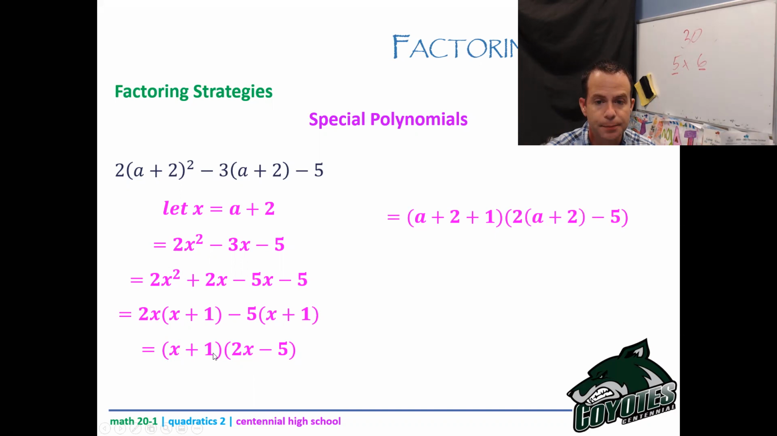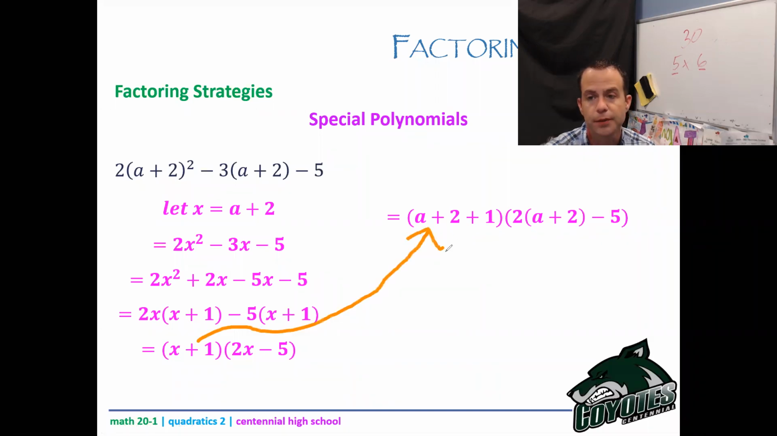So this said x plus 1. Now I have it saying a plus 2 plus 1. This said 2 times x minus 5. So this is now 2 times a plus 2 minus 5. Okay, you follow me? Okay, so now this is better, but I can simplify that, right?